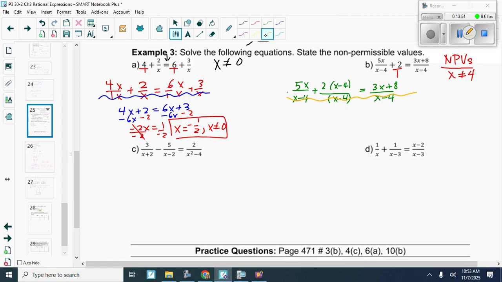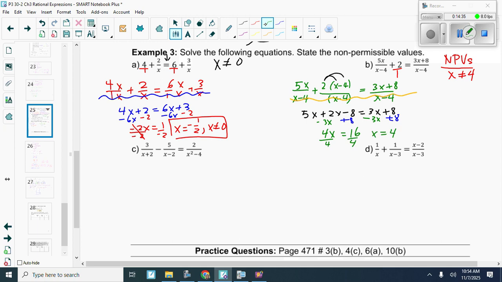And then we need an equal sign over here. Then I'm going to distribute. Collect like terms: 5x plus 2x minus 8 is equal to 3x plus 8. Let's get x's on one side, all the numbers on the other side. So I have 5 plus 2 is 7, minus 3 gives me 4x. And then 8 plus 8 is 16. I'm going to divide both sides by 4. X is equal to 4.